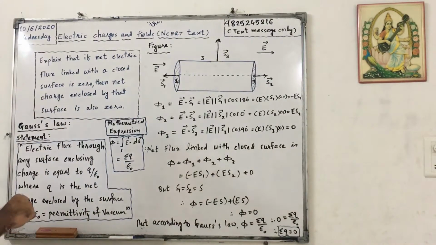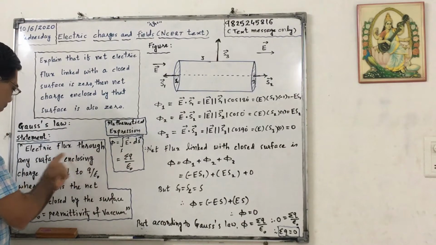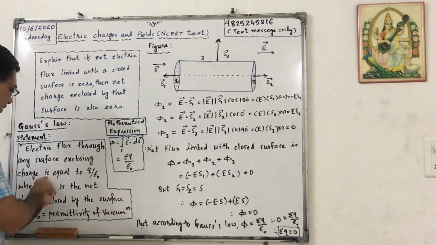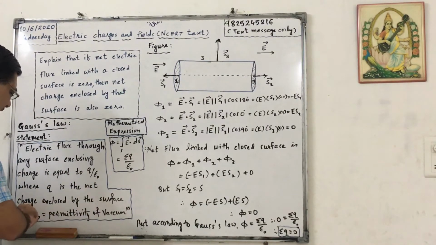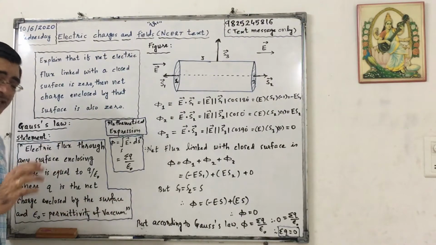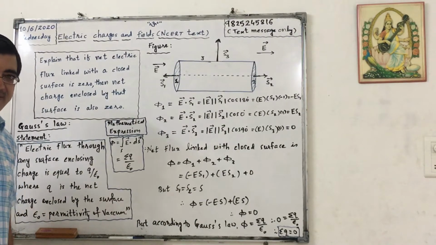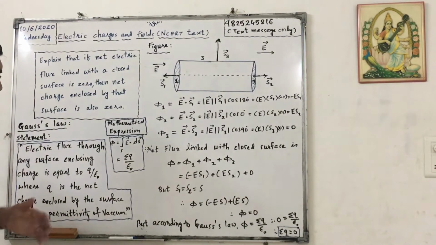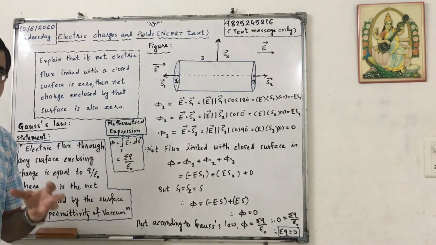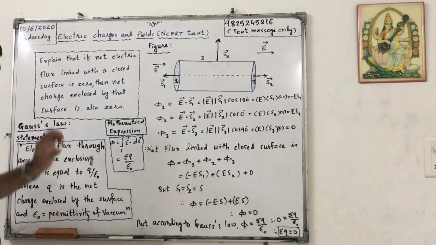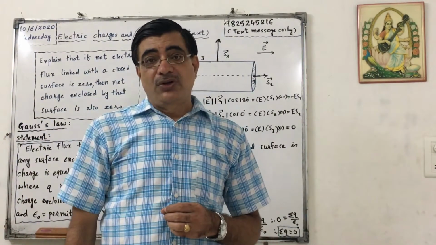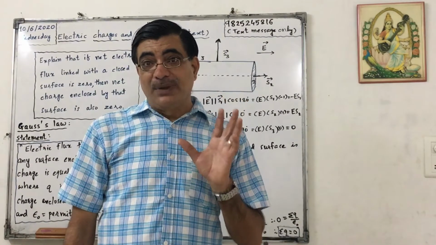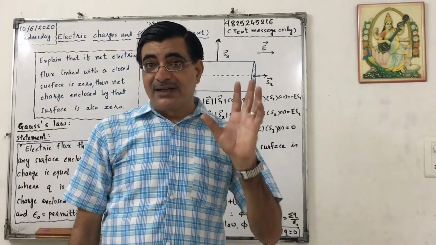The statement was: electric flux through any surface enclosing charge is equal to Q upon epsilon naught, where Q is the net charge enclosed by the surface and epsilon naught is the permittivity of vacuum. Vacuum means free space. Let us understand each and every word of the statement. Electric flux. What is meant by electric flux? It is the total number of electric field lines passing through any surface. That is called electric flux.